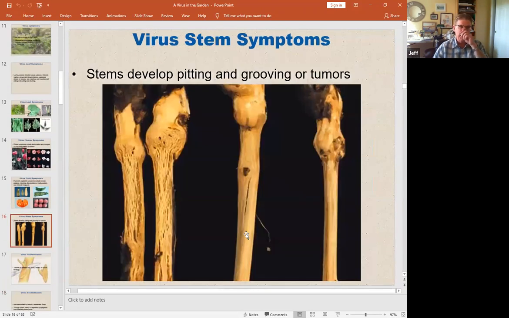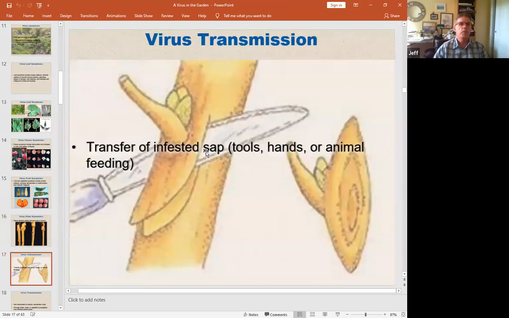And even on stems, although you may need to peel the bark back to see this, there's pitting and grooving in the stem and tumors even. So that's a little on the ugly side as well. So we've seen what the symptoms look like. How does the virus get around?